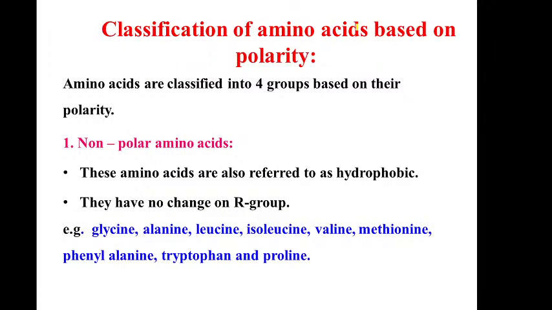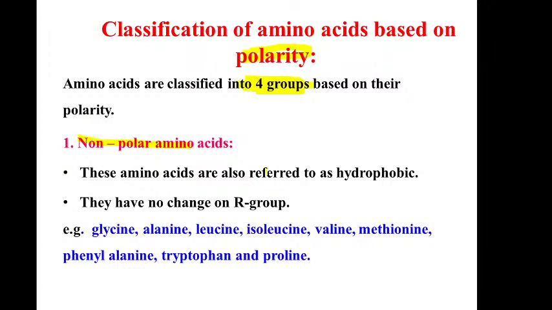So this is the classification of amino acids based on polarity. First we had the classification on the basis of structure. Now we have the classification on the basis of polarity. According to the polarity, the amino acids can be classified into 4 groups. So we have non-polar amino acids.